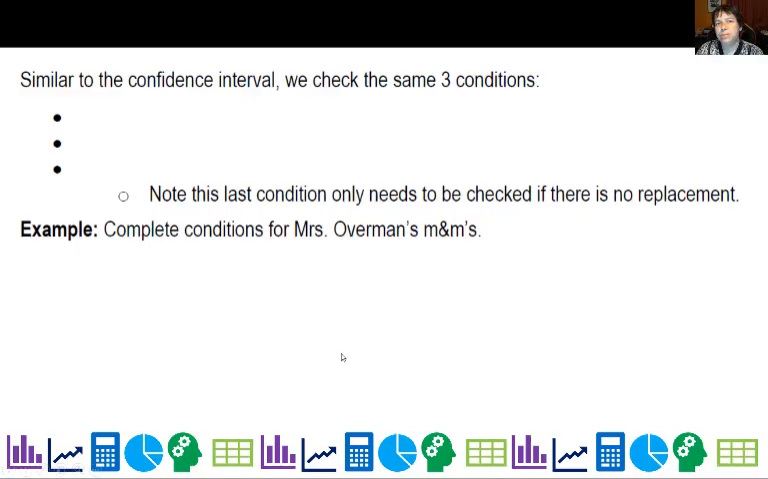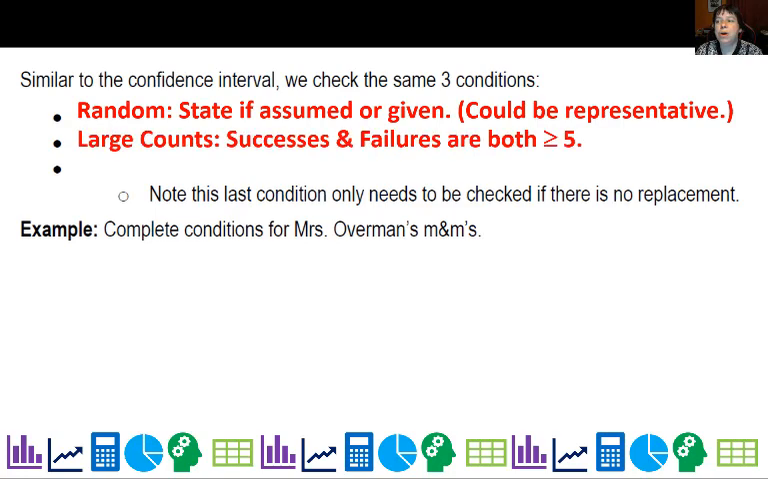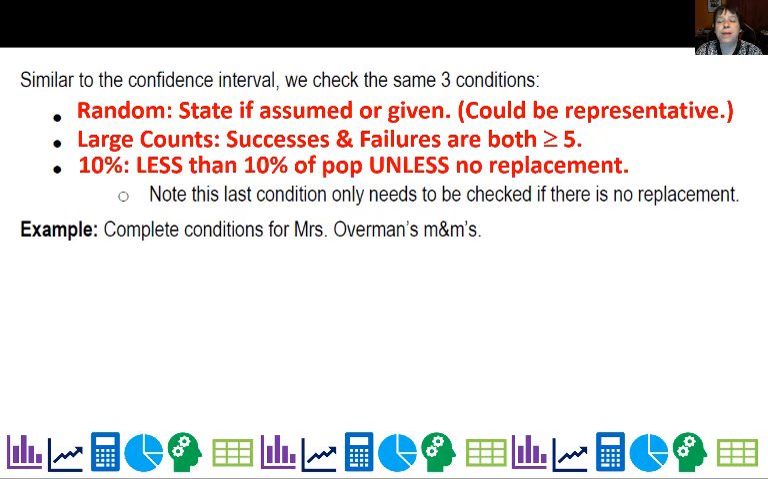Our conditions for this test and the confidence interval are very similar to what we did with a one proportion sample. First of all, it should be random. State if it's assumed or given. It could be representative, and that's the main goal. Large counts. Make sure that successes and failures are both greater than or equal to 5. It should be less than 10% of the population, so the sample size should not be too huge, unless there's no replacement, in which case it doesn't matter.